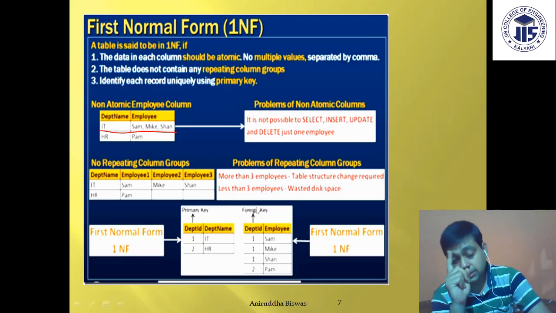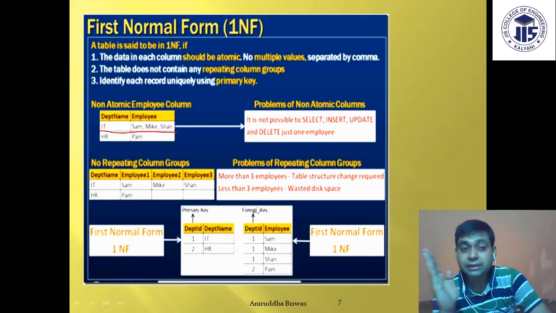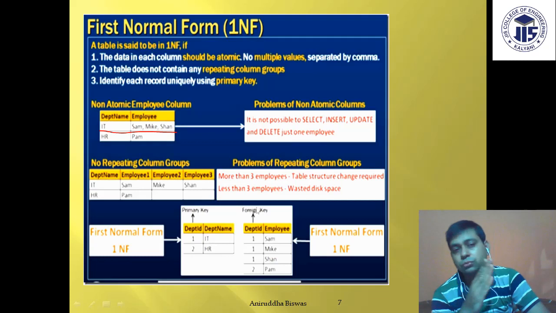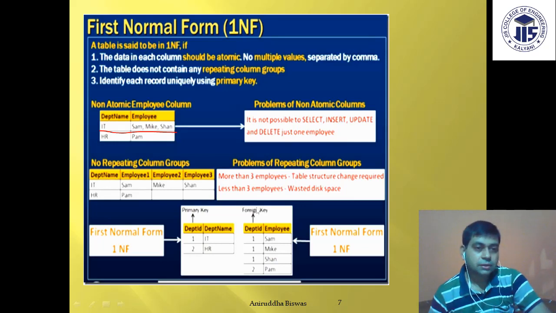Now what would happen if we divided the employee into 3 different columns? With 3 names at max, we can put them in 3 different columns like employee 1, employee 2 and employee 3, right? In this case there could be a different problem. The second point is that the table does not contain any repeating column group. In this example, employee 1, employee 2, employee 3 is a repeating column group, and that is not allowed in 1NF.